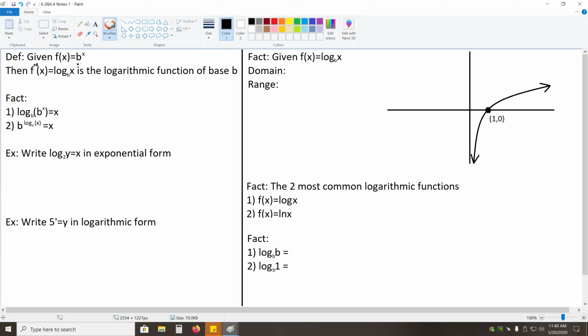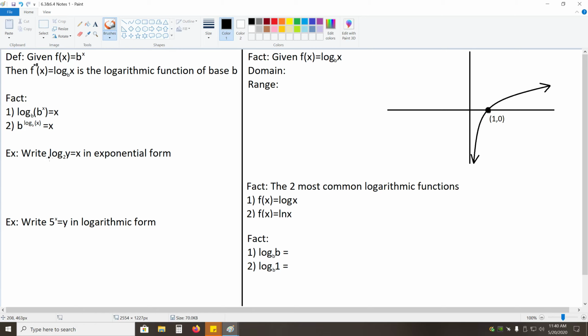And just like with exponential functions, the log base has to be greater than 0, not equal to 1, and a constant. So from here, we're going to write log base 2 of y equals x in exponential form. We're rewriting the equation that we were given. There are two ways to go about this. I'm going to show both. The first way is what's technically happening.